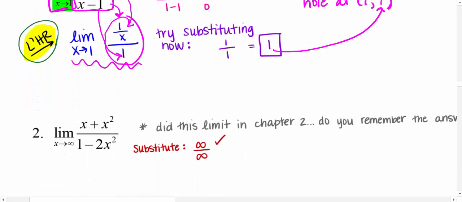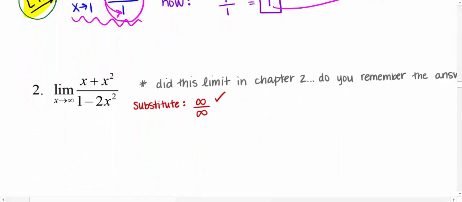And that's what I want to show you in number 2. So in number 2, we actually did this limit in chapter 2. So if I'm looking now for the limit as x approaches infinity, we did this 2 ways. We divided through by x squared over x squared, or we talked about how at infinity, only the highest powered terms are going to matter.